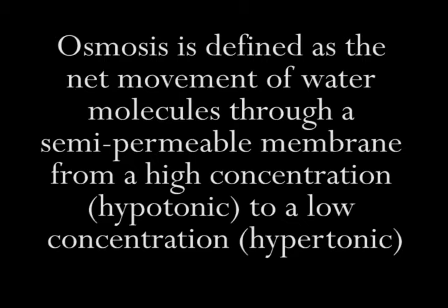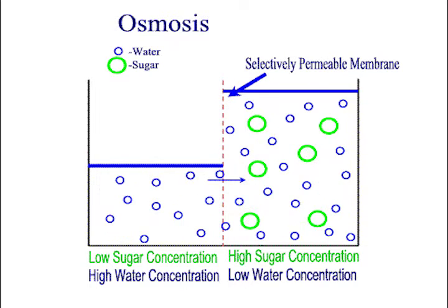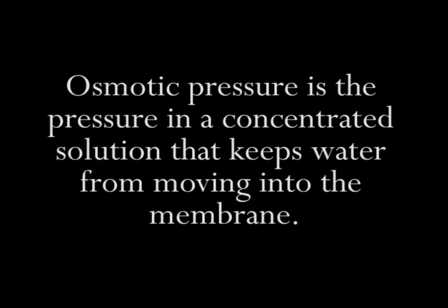Osmosis is defined as the net movement of water molecules through a semi-permeable membrane from a high concentration to a low concentration. Osmotic pressure is the pressure in a concentrated solution that keeps water from moving into the membrane.